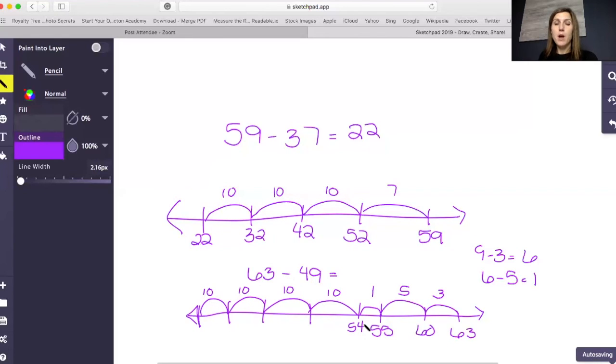Okay, 54 minus 10 is 44. 44 minus 10 is 34. 34 minus 10 is 24. And 24 minus 10 is 14. So 63 minus 49 is 14. And I can check my work by subtracting in a different way or reversing it and doing addition.